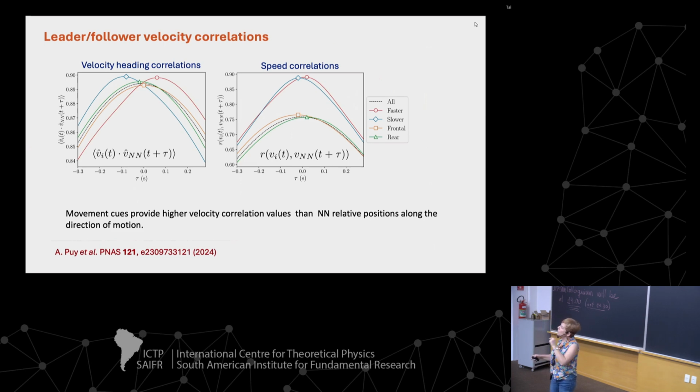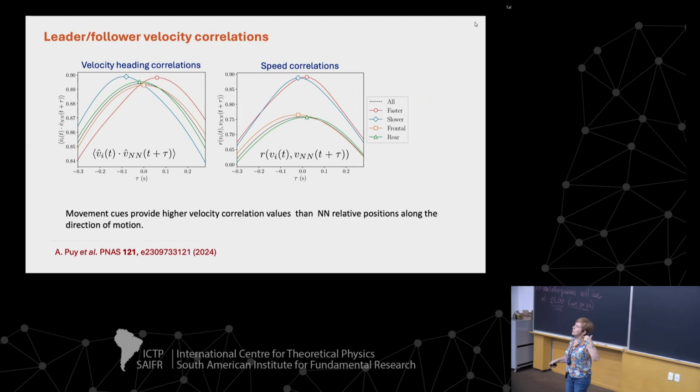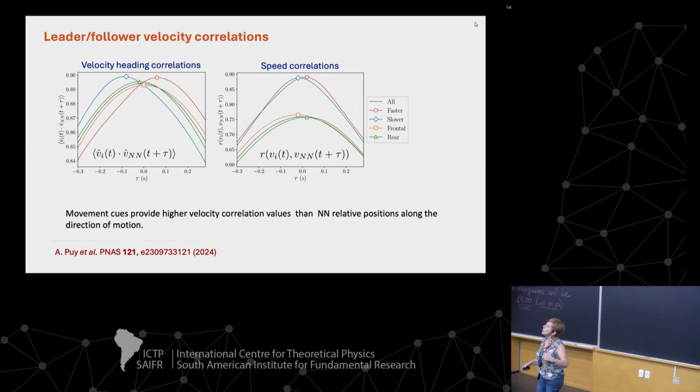Okay? On the other hand, if I am a slow one, my correlations will also be high, but at negative times. Why? Because I'm following the leader, which is the nearest neighbor, and then I will be doing what he was doing some time ago. Okay? So this is what we do here, and we do it both for the orientation and for the modulus. So it works for both.